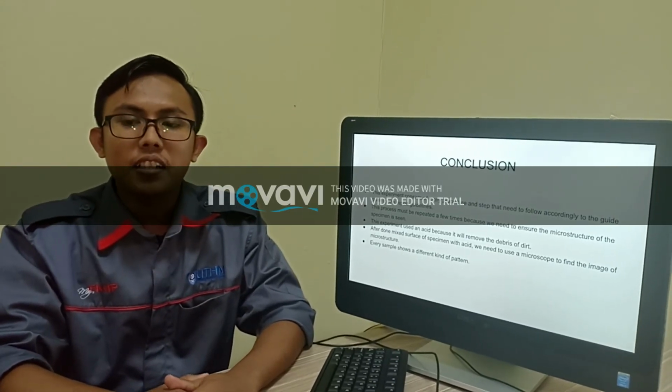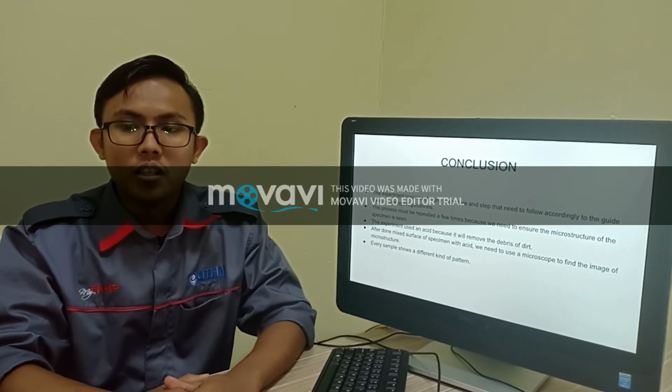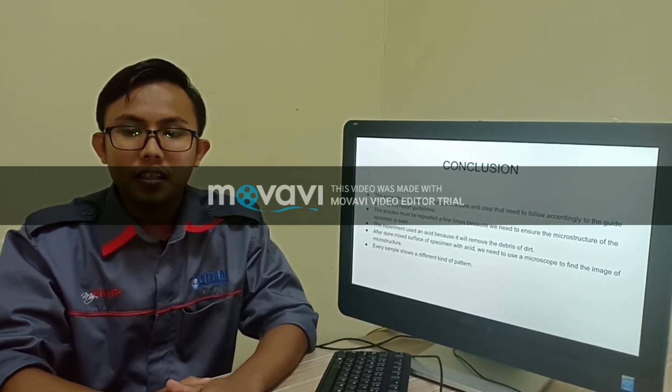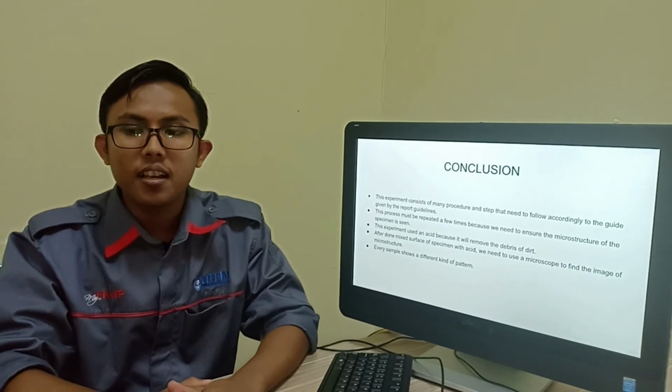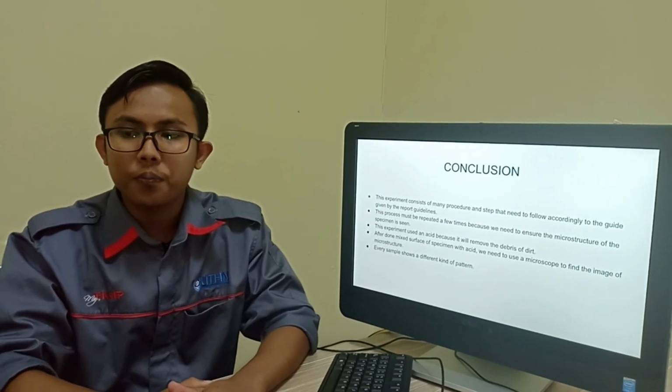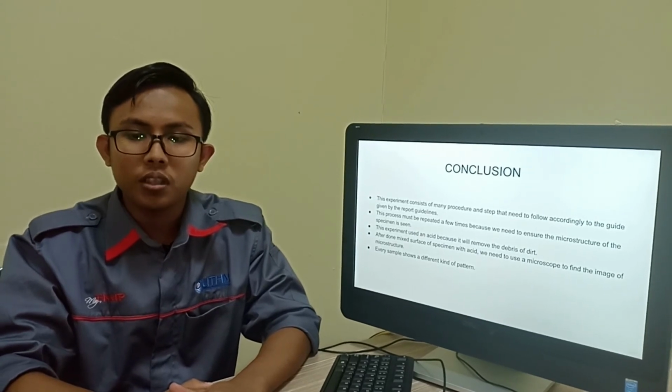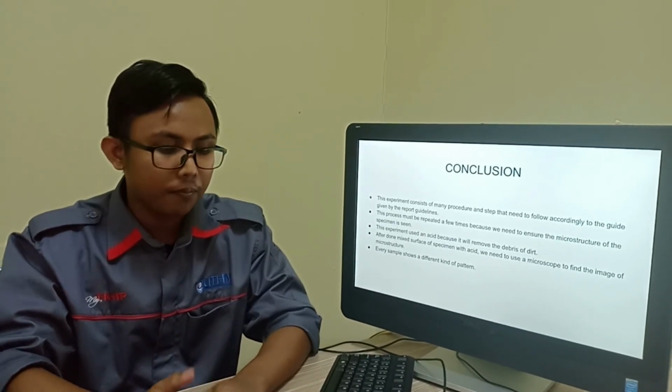This experiment uses an acid because it will remove the debris. After treating the surface of the specimen with acid, we need to use a microscope to find the image of the microstructure. Every sample shows a different kind of pattern.